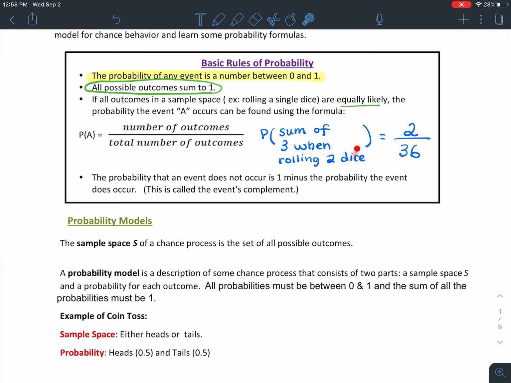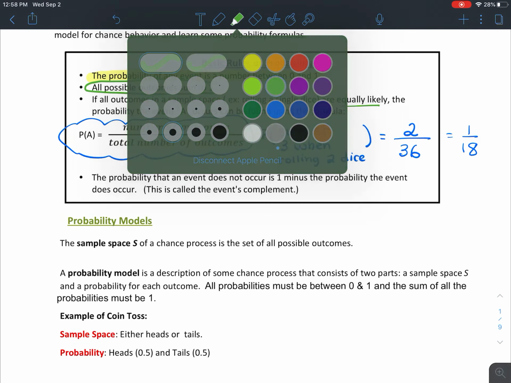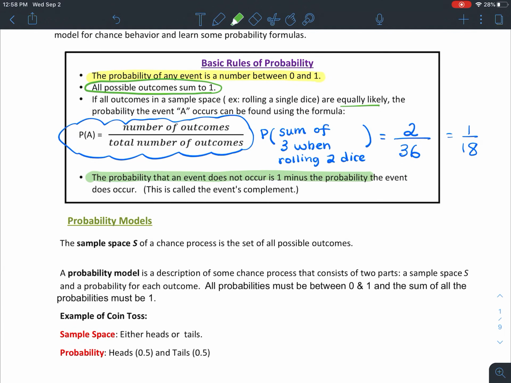Now, there were 36 possible outcomes in the sample space, but only 2 of them were what we would call a favorable outcome, representing the sum of 3. And so we take the number of favorable outcomes over the total number of outcomes possible. I could reduce that to 1/18th, although they will not take off on the AP test if you do not reduce your fractions. But here's the general formula for finding the probability of an event.